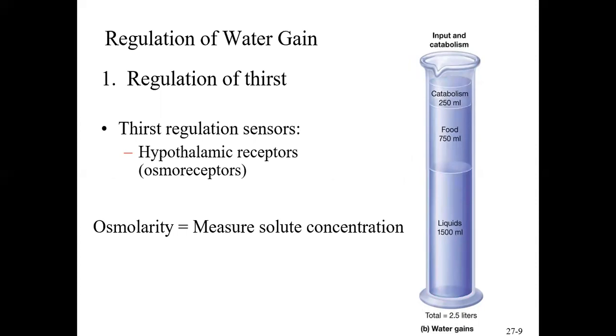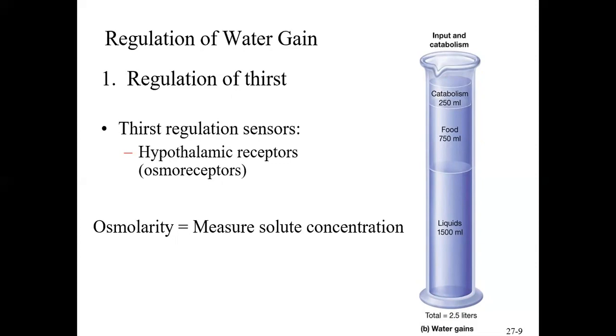Regulation of water gain. Homeostasis of water gain here is really four main things. Several of these we've already looked at in previous chapters, but we'll review them here again. One way is regulation of thirst. You have thirst receptors, and this is part of what the hypothalamus is doing.